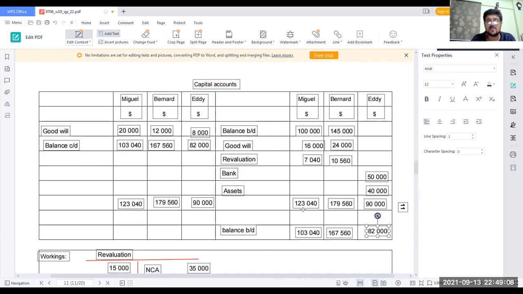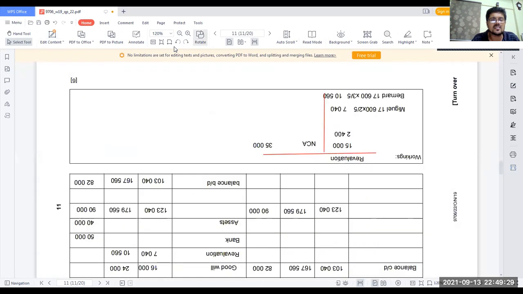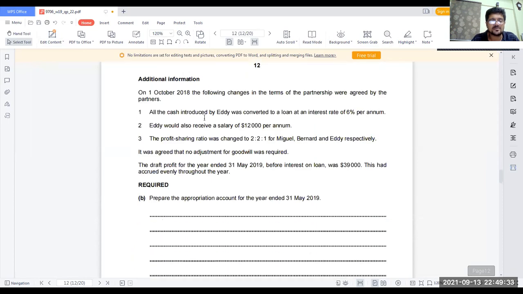This is how we have to make the current accounts. And thanks to Almighty Allah, in A levels you just need to fill it. You don't need to draw anything. MashaAllah, that's good. Okay, so we move further. Now move to the next question.